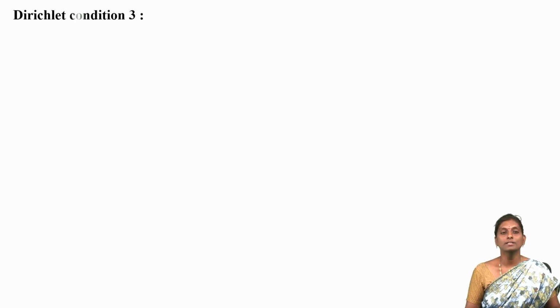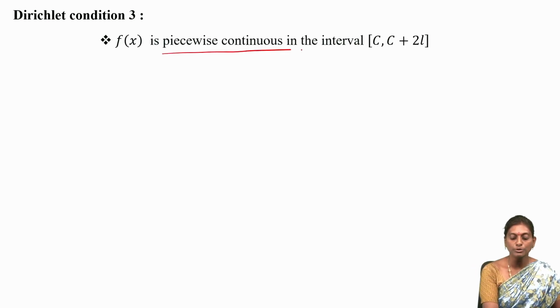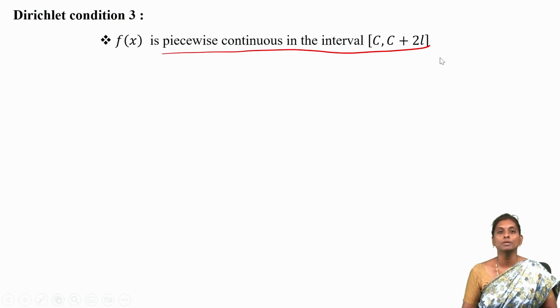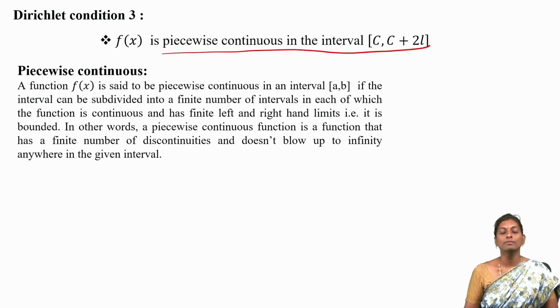And go for the next condition. What is the next Dirichlet condition? F of x is piecewise continuous in the interval c, c plus 2l. First, let me explain what a piecewise continuous function is. A piecewise continuous function on the interval a, b is one where the interval can be subdivided into a finite number of intervals, each subinterval is continuous, and the left-hand limit and right-hand limit must be finite.